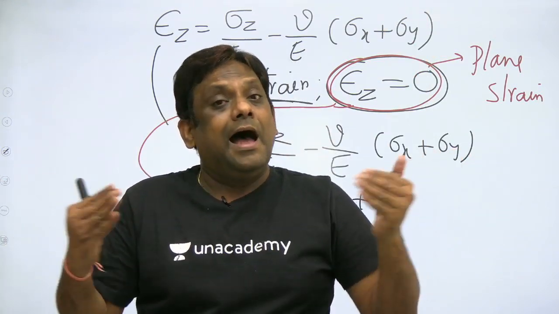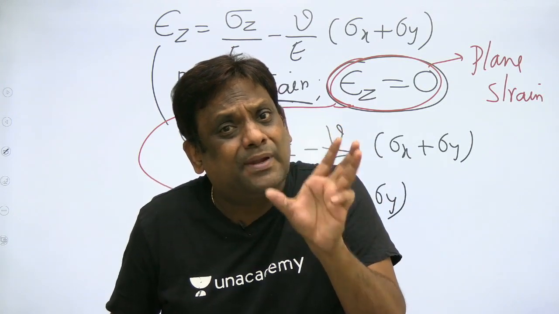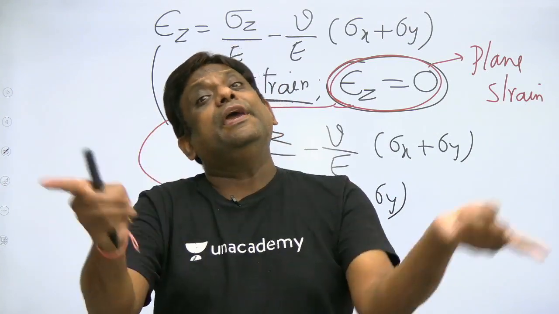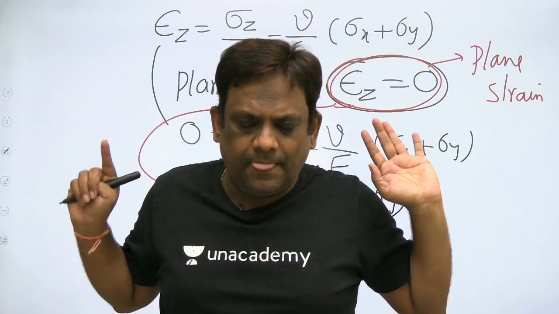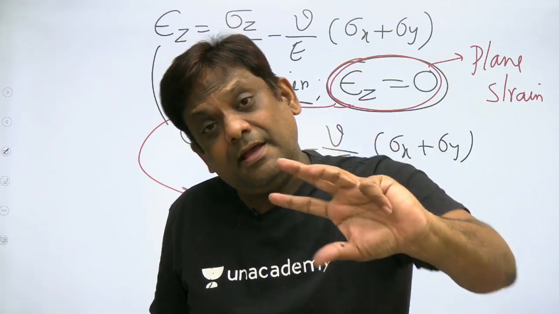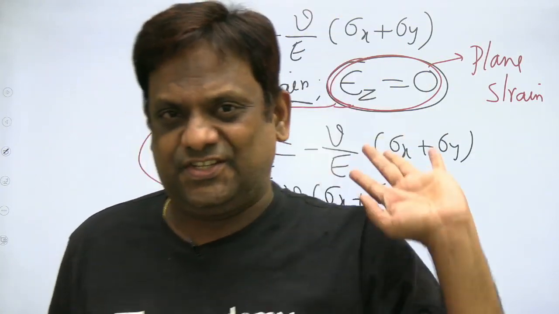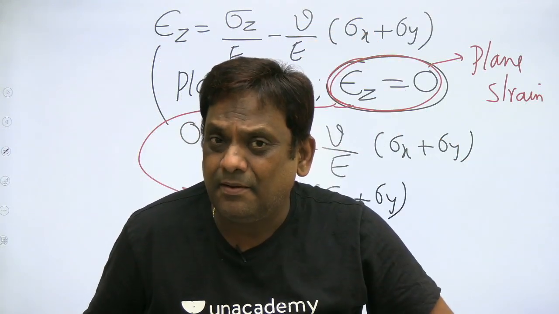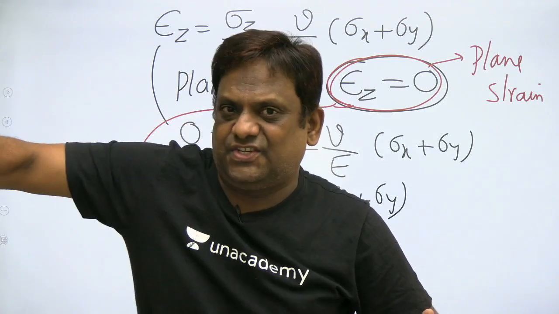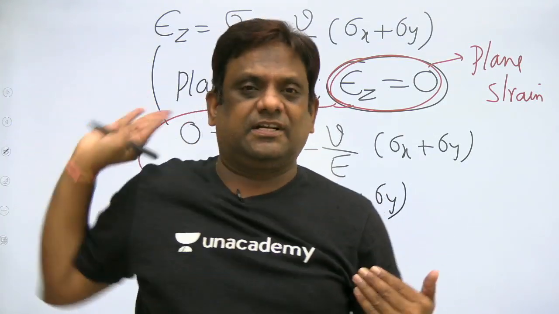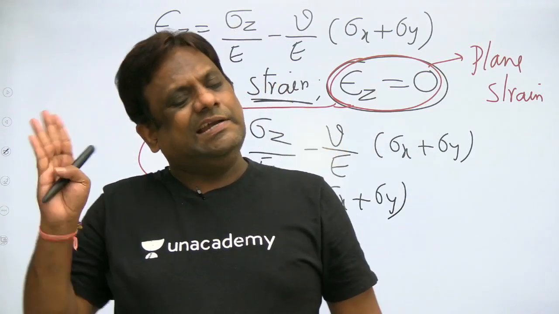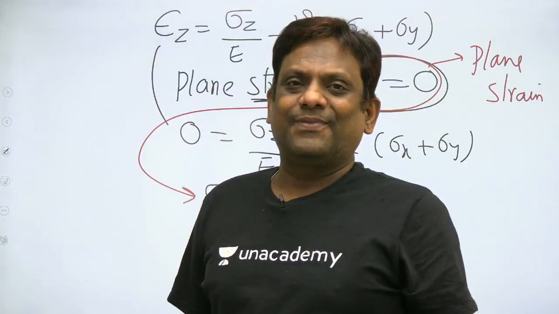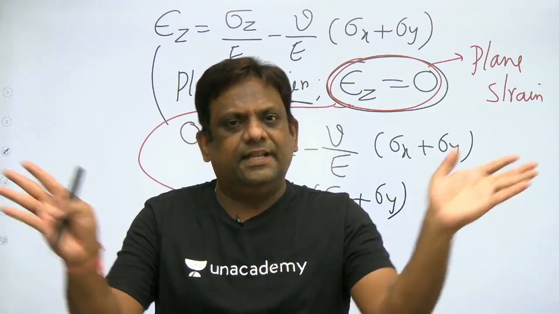Both are totally different. Don't think that when the system is under plane stress, it is also under plane strain. Wrong. It may or may not. Similarly, when the system is under plane strain, it may or may not be under plane stress. It means even though epsilon z is 0, sigma z need not be 0. Similarly, when sigma z is 0, epsilon z need not be 0. So plane stress and plane strain are totally different.